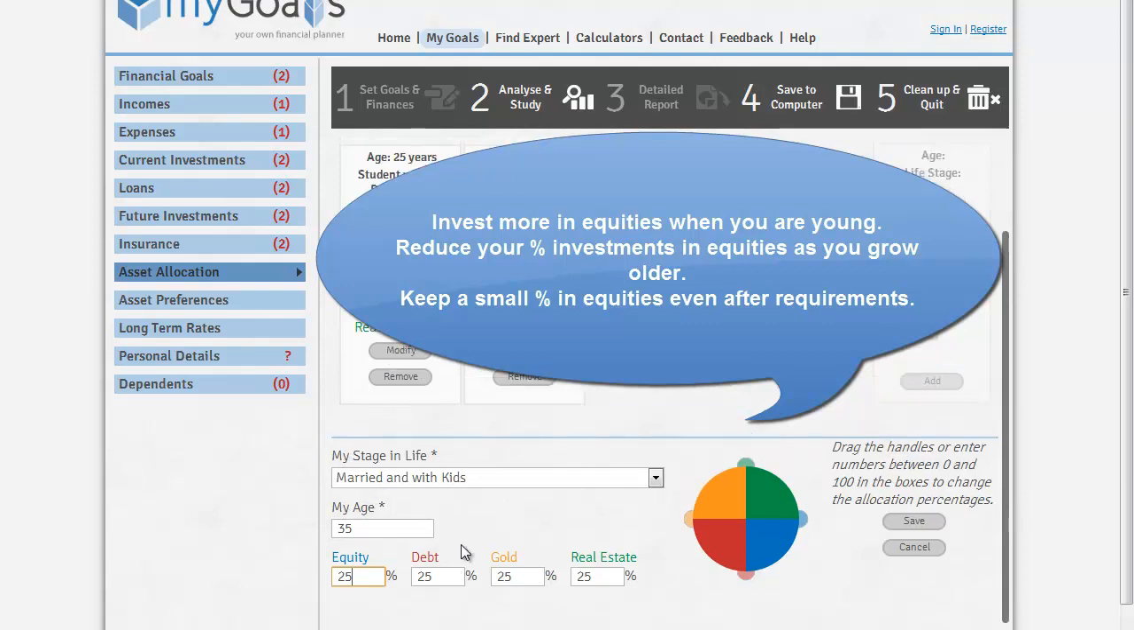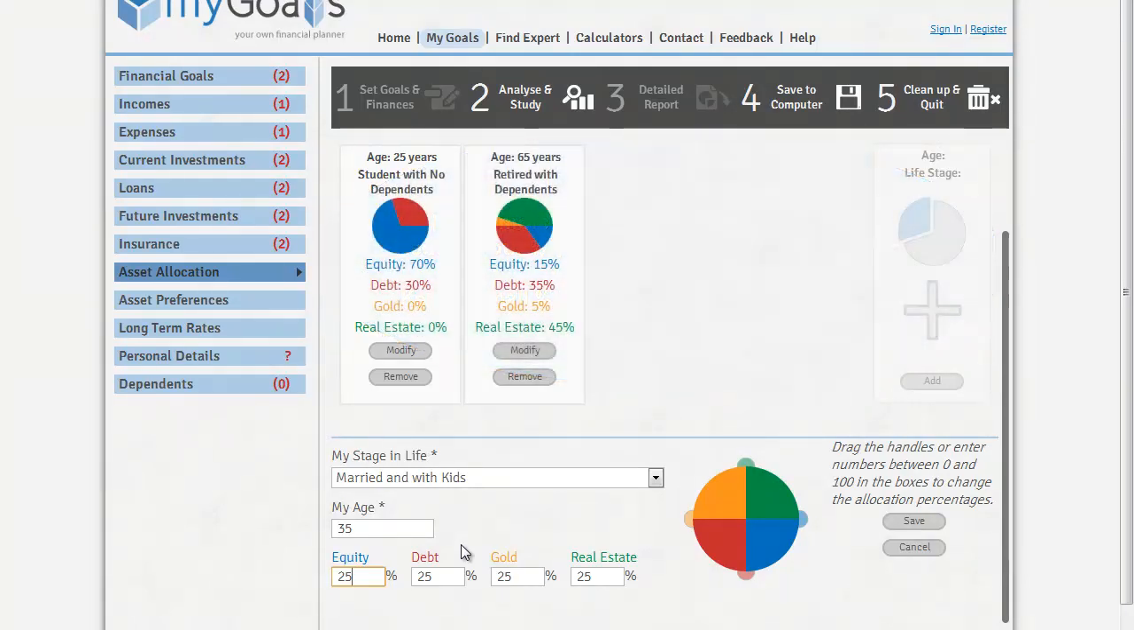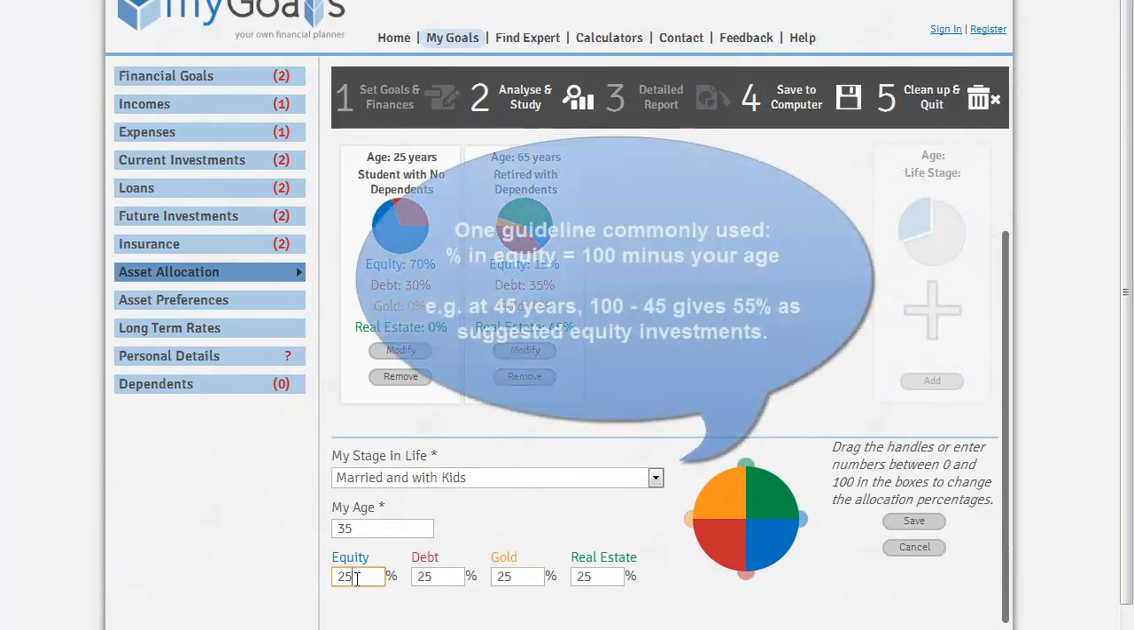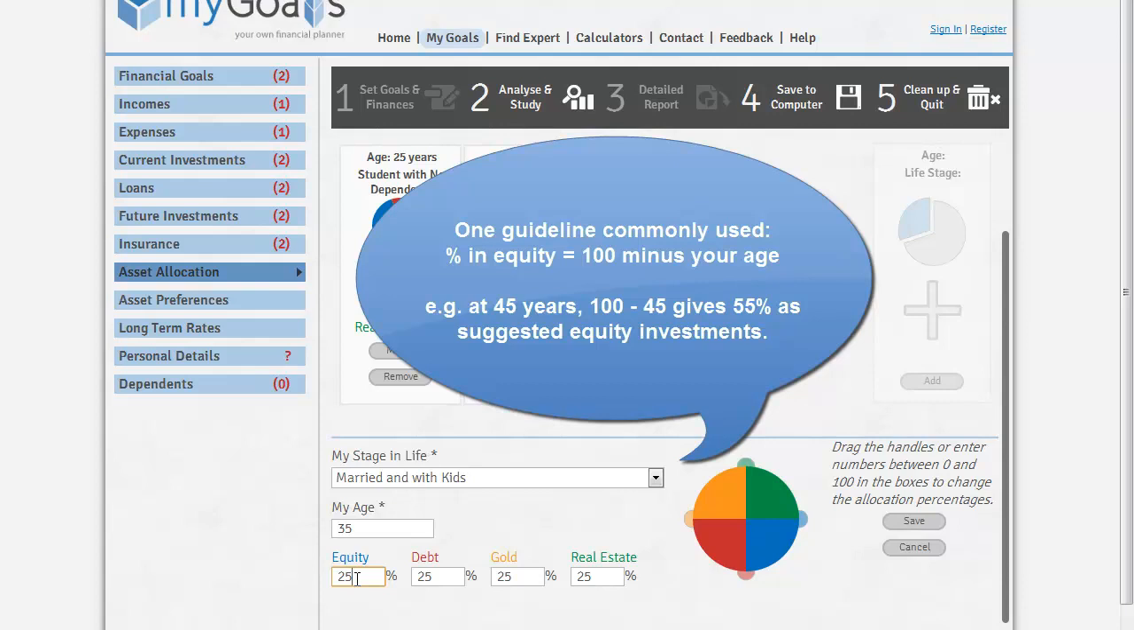And when I say taking risk, it would mean allocating a bigger portion of your savings to riskier asset classes like equities, which are expected to give a better return than the other asset classes in the long term. Now, since you're 35 years old, one rule of thumb that you can use is 100 minus age, and that would tell you that you need to invest about 65% in equities and the remaining in the other classes.